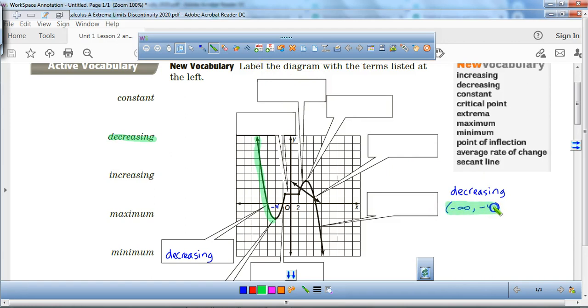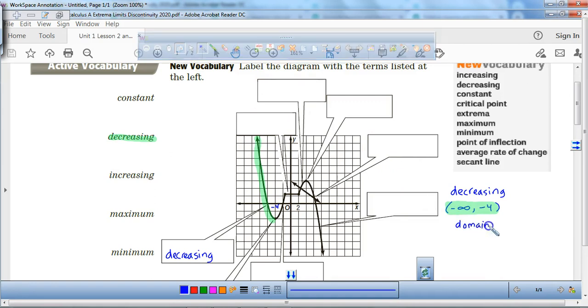I'll say it one more time. This is dealing with the domain in which it's decreasing. It's decreasing where the x values are coming from negative infinity all the way to -4. So from here to here, it's decreasing.